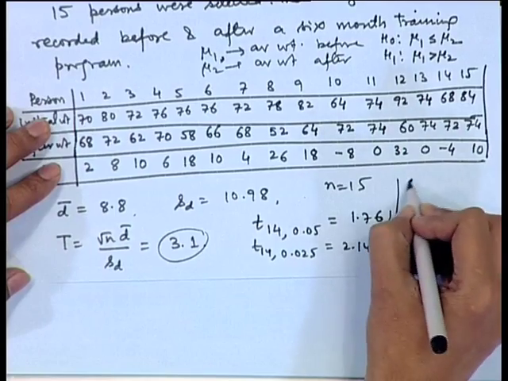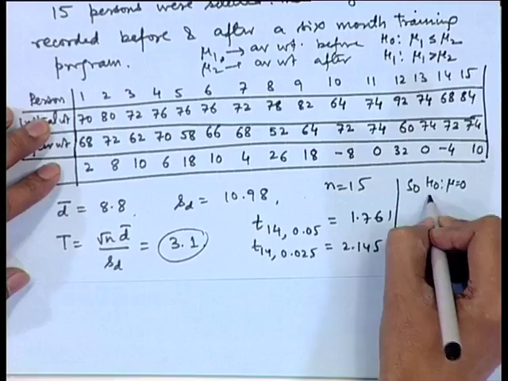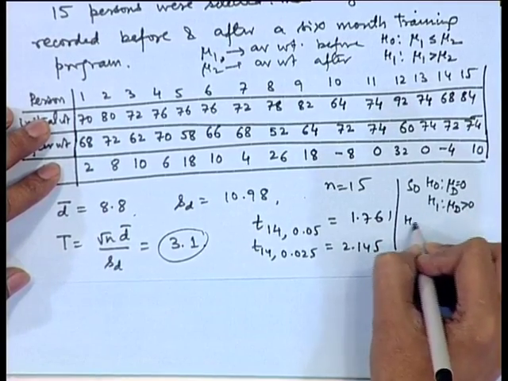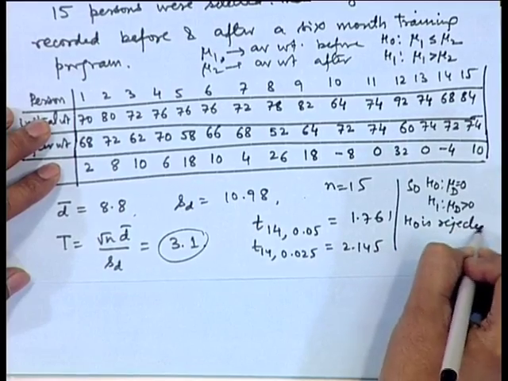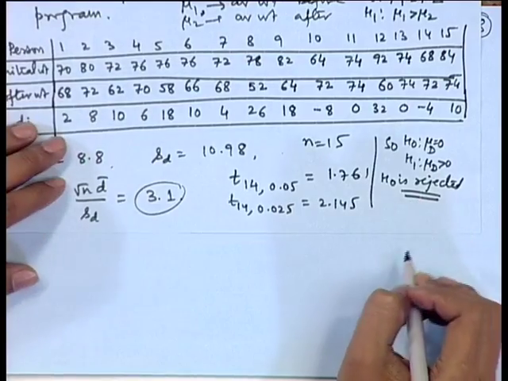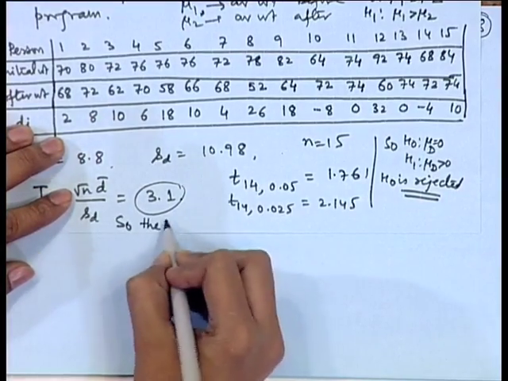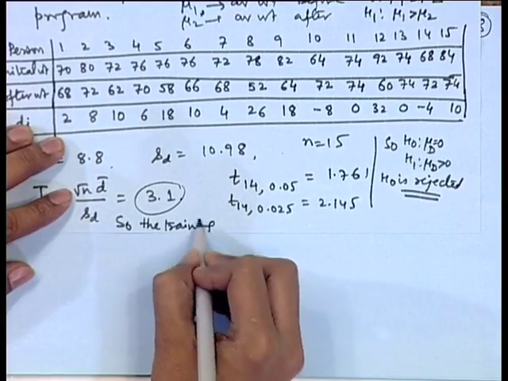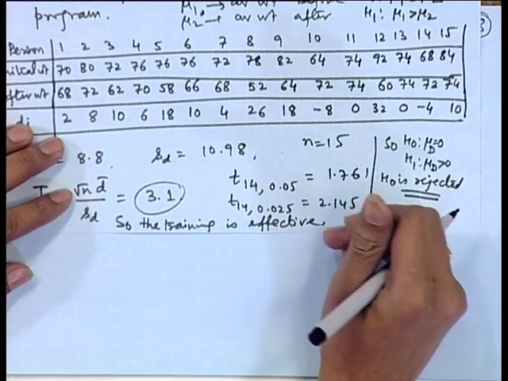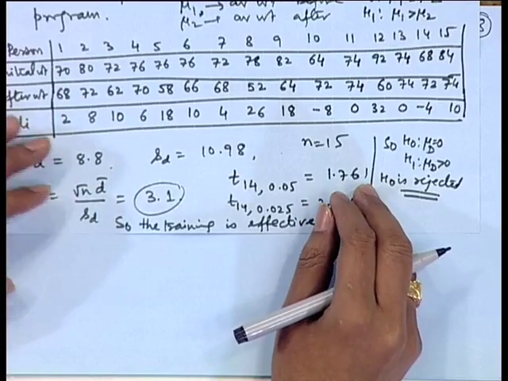So, the hypothesis H naught: mu d is equal to 0 against mu d greater than 0, H naught is rejected. That means, we conclude that the exercise program is effective. So, the training is effective. We are concluding that there is a significant reduction in the weight after the 6-month training program.